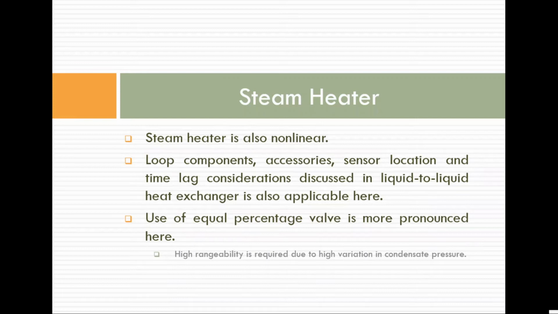So why are we using equal percentage? In order to compensate the variation of process gain with respect to the heat transfer medium load or flow rate. Here that variation is very large, so we definitely need an equal percentage valve. That is another thing. So here also we need an equal percentage valve.